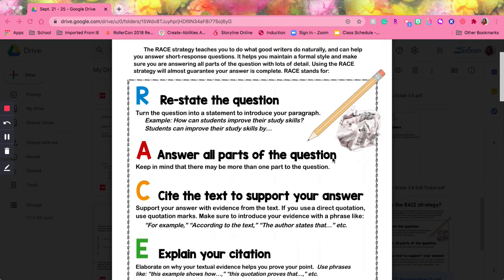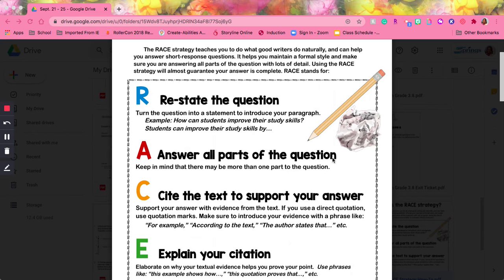So let's look at what RACE stands for. R stands for restate the question. It means to turn the question into a statement to introduce your paragraph. For example, if the question is, how can students improve their study skills? You could restate the question by saying, students can improve their study skills by, and then answering the question.